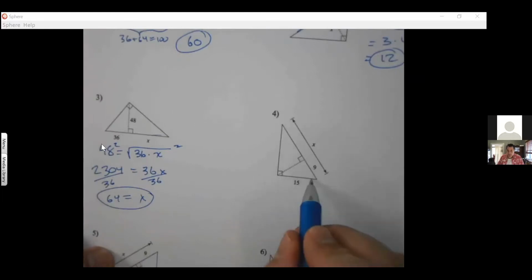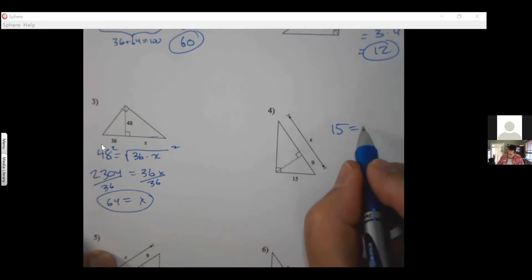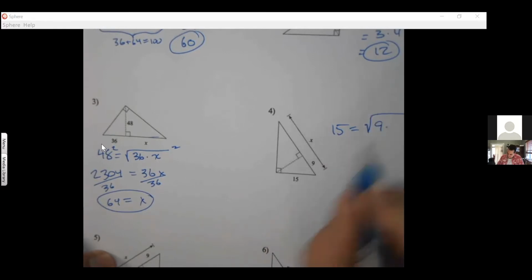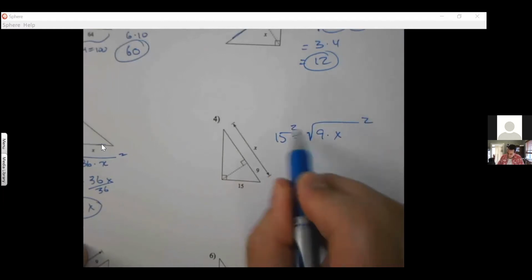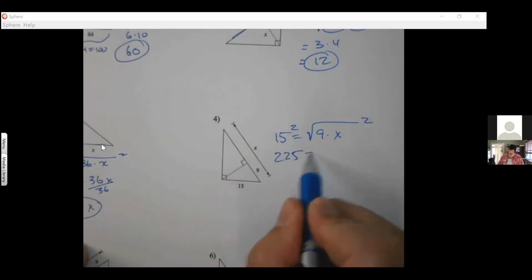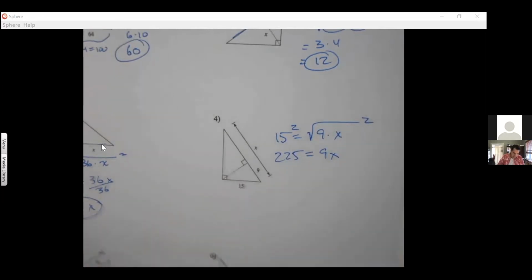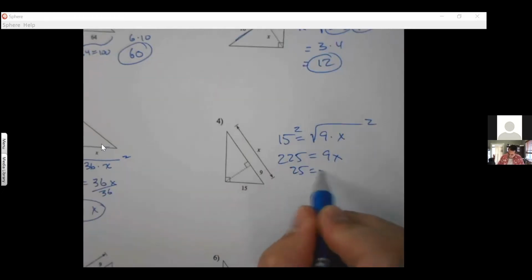Okay, this is a leg, so I'm going to say 15 is equal to the segment touching it there, and the whole segment. This one's a square root, so square both sides to get at the x. So 225 equals 9x. So 25 equals x.